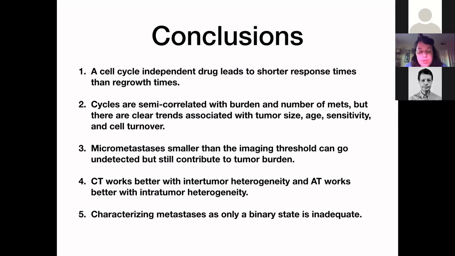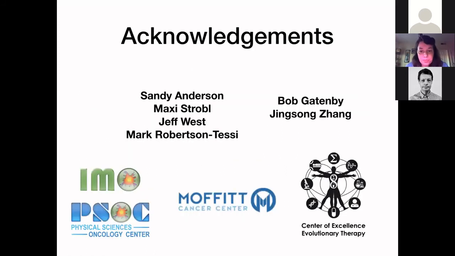And just reiterating that characterizing metastases only as a binary state is not adequate. And so I think we can do better to describe the disease before we treat it. And so I just wanted to thank Sandy and Maxie, Jeff, and Mark, who have been really influential in shaping this. And of course, Bob and Jing Song for the data and their continuous feedback.